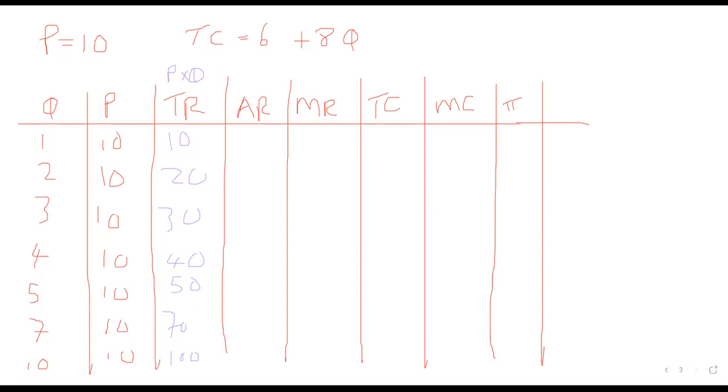Then average revenue, who remembers how to find average revenue? Total revenue divided by quantity. So we'll be dividing 10 divided by 1, 10. 20 divided by 2, 10. 30 divided by 3, 10. 40 divided by 4, 10. So in essence, our average revenue is a price. That's why we say average revenue is same as a price. Then who wants to give us the marginal revenue? How do you find the marginal revenue?